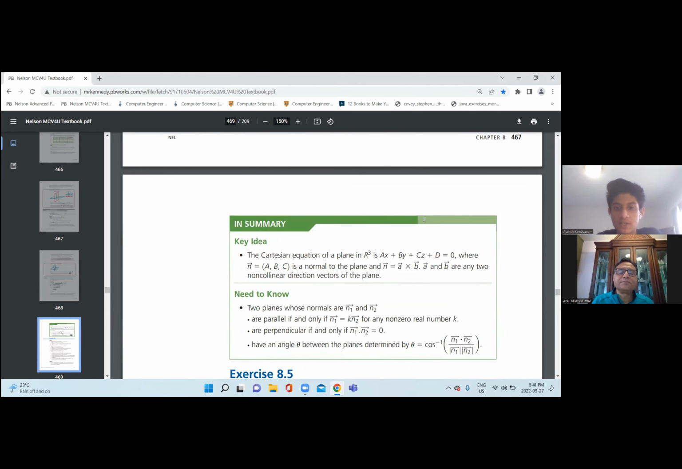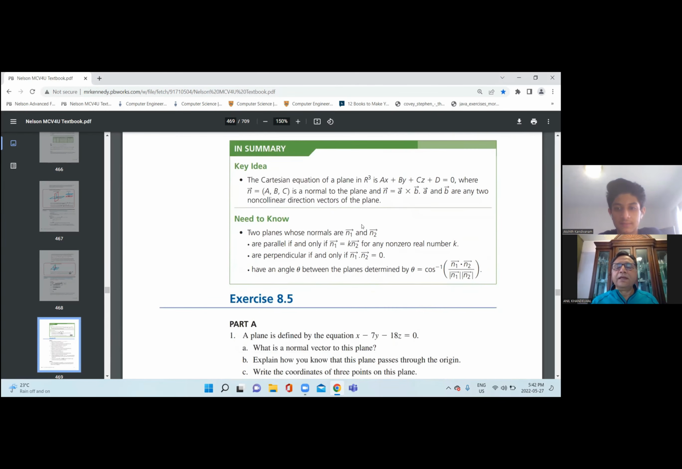Yes, sir. The Cartesian equation of a plane in R3 is ax plus by plus cz plus d equals 0, where vector n has coordinates a, b, c, and is a normal to the plane, and vector n is equal to a cross b, where a and b are any two non-collinear direction vectors of the plane. Yeah, you get the normal by the cross product, right? That should be a comma, not a dot, right?